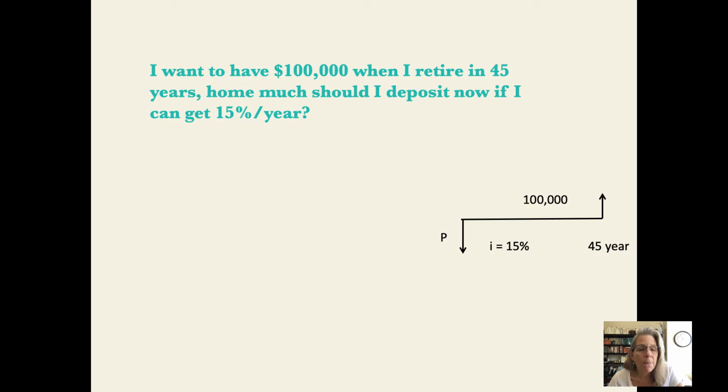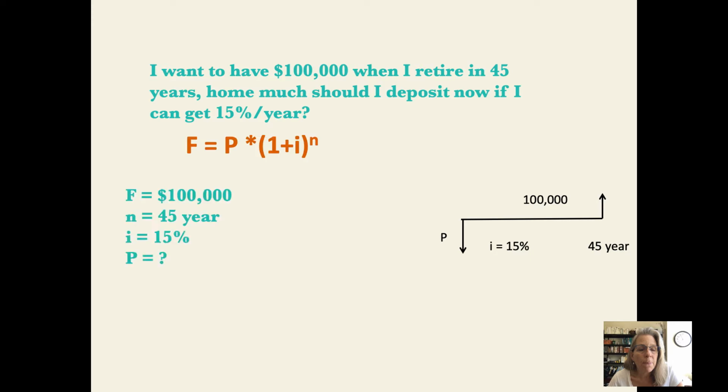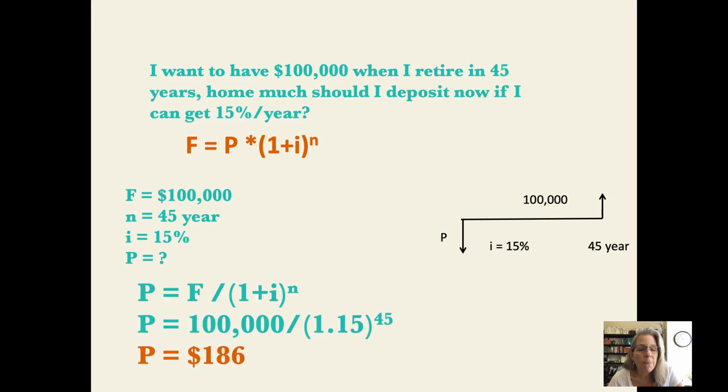I want to know what the P value is given an F of $100,000, an interest rate of 15%, and it's for 45 years. So I use this equation here and plug in the answers in order to find P. I do a little bit of algebra here, and I get that if I put in $186 and I earn 15% a year, I will have $100,000 in 45 years.